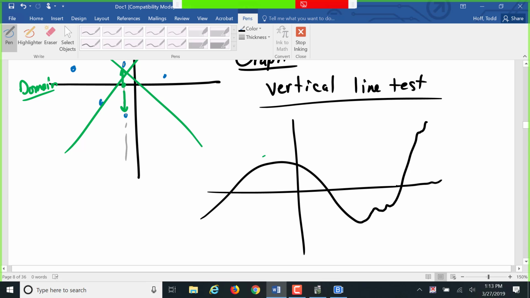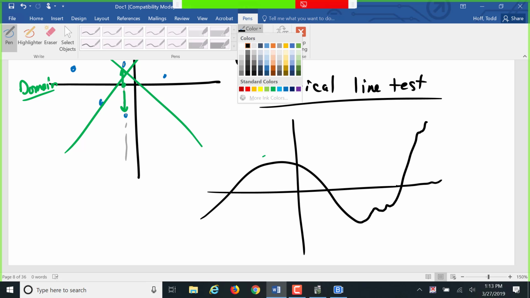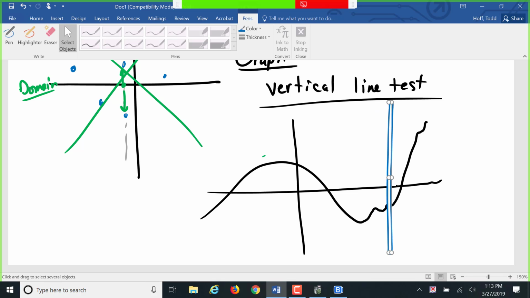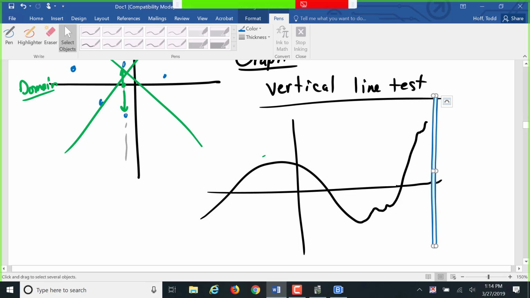Is that a function? It is. And the way we tell is if I take a vertical line and I slide it across that graph, is there ever a spot where that line crosses the graph more than once? No. As I slide it across, that vertical line never touches the graph in more than one point.